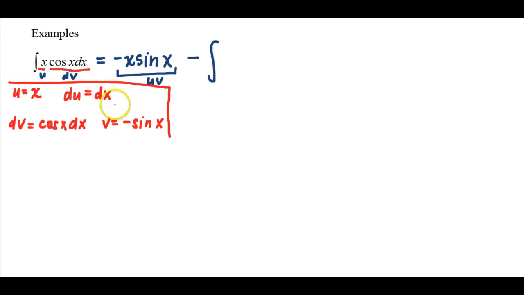So I'm looking at these two portions right here. So v is negative sine x, and then du is dx. So now my original integral, the integral of u dv, equals u times v minus the integral of, so this portion here is v du. So now it's a matter of simplifying this and really solving this indefinite integral that's remaining, but notice it's a nice indefinite integral. So we'll go ahead and rewrite this.